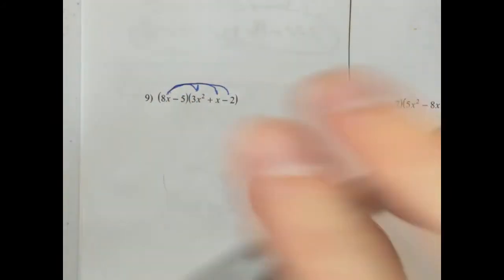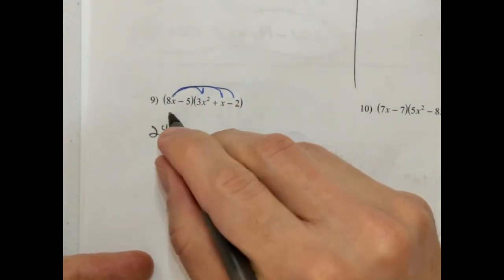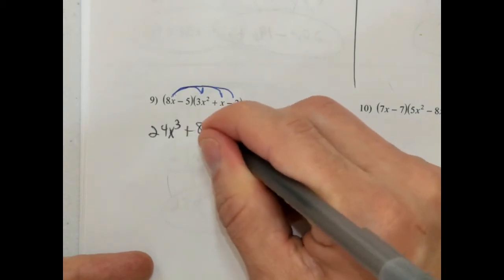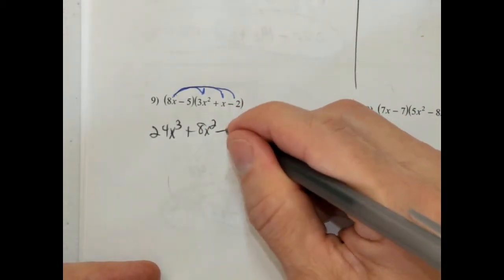Okay, distribute the 8x. So 8x times 3x squared is going to be 24x cubed. 8x times x will be plus 8x squared. 8x times negative 2 is going to be negative 16x.